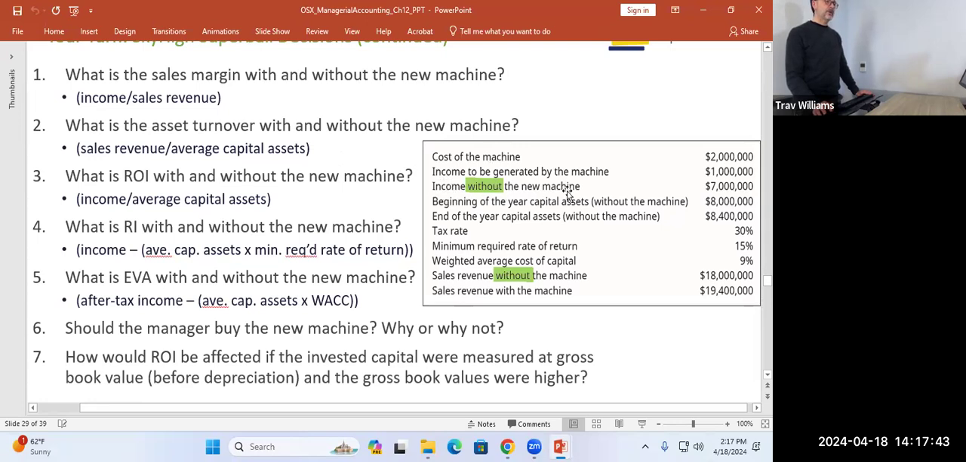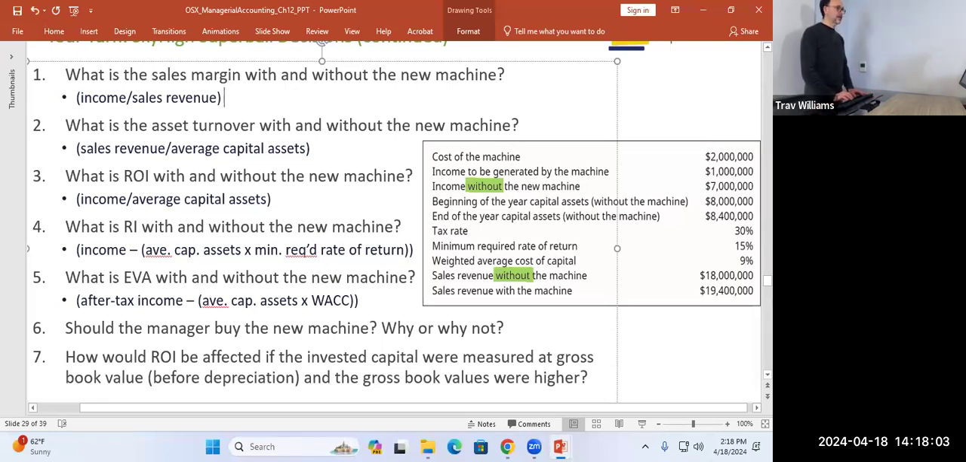The income without the machine is $7 million. With the machine, it will be an extra million, which would mean 8 million, right? 7 plus 1. So to do our two calculations here, I'm going to put with, we'll do with first. So we have 8 million income.